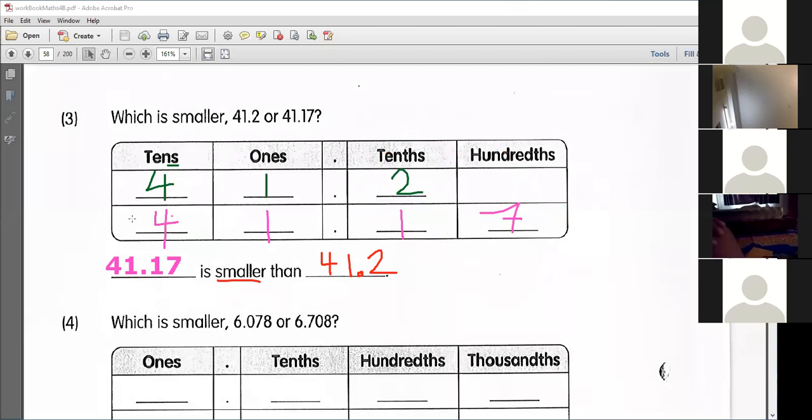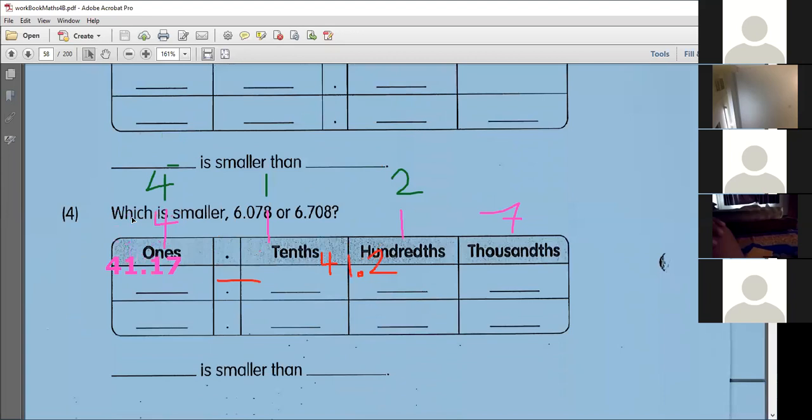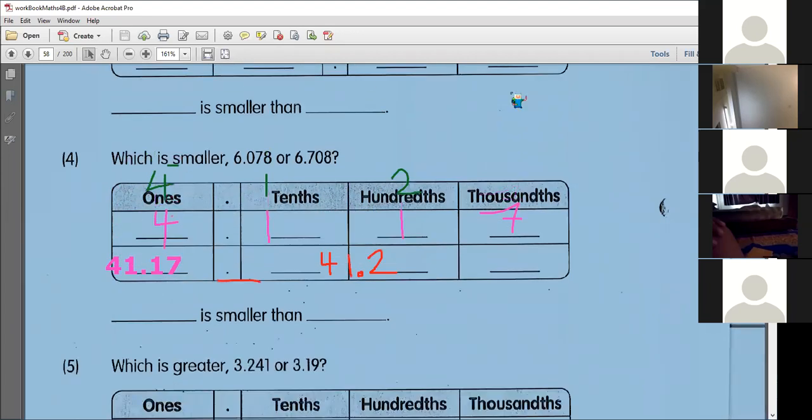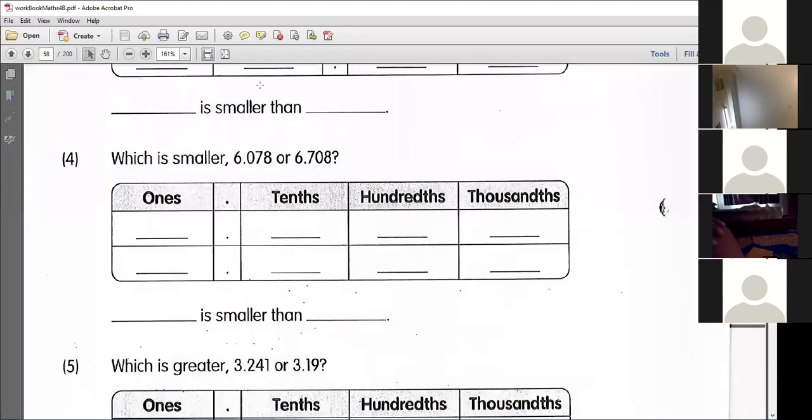All right. Moving on. Number 3. Number 3 says, which is smaller? All right. So now I do not even have a tens place. I just start with the ones here. So once again, in our first number, I have 6 ones. My decimal point, I have 0 tenths. I have 7 hundredths and 8 thousandths. All right.